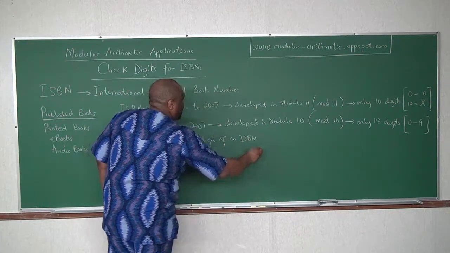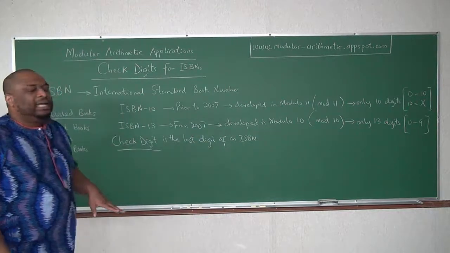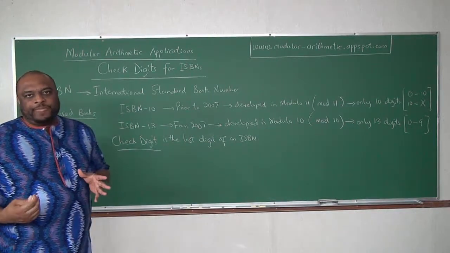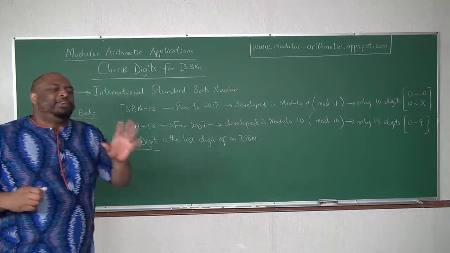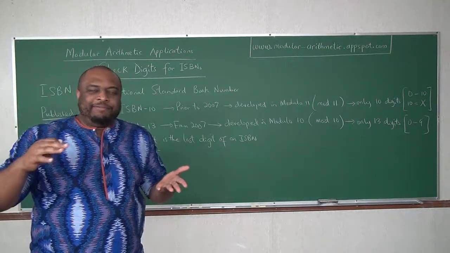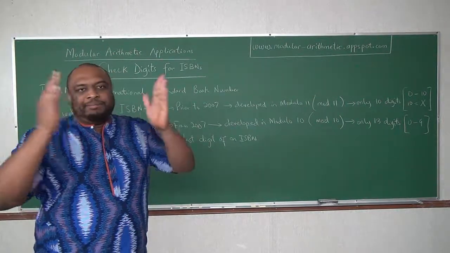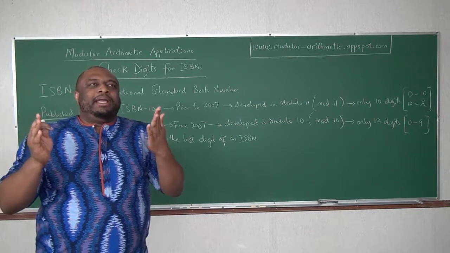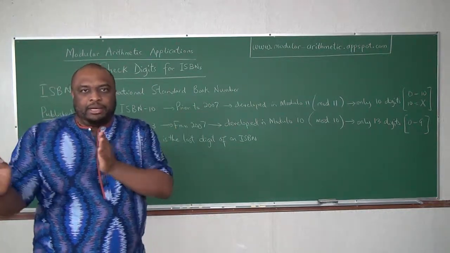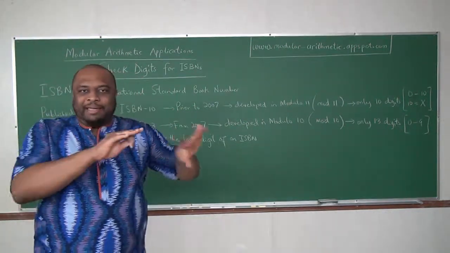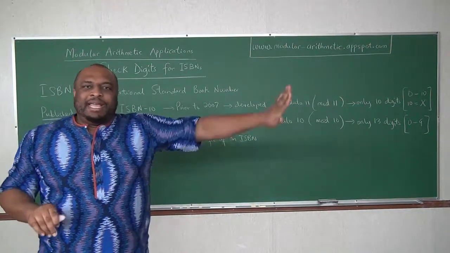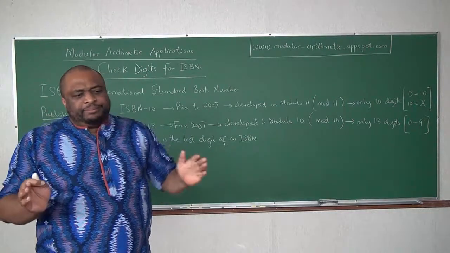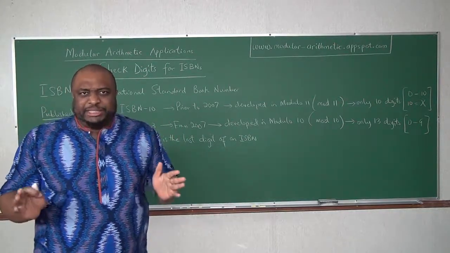So for the ISBN 10, the check digit is the 10th digit. And you know, some of them you see have hyphens. Those hyphens don't actually mean anything, but they demarcate some meanings. But we're not going to look at those hyphens. Just forget the hyphens and let's look at the digits.